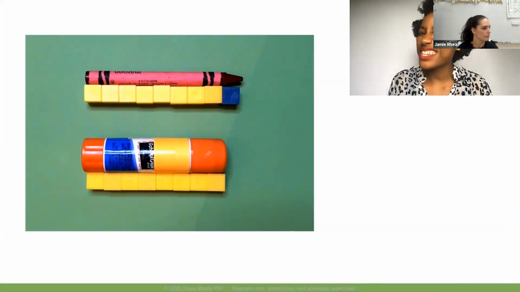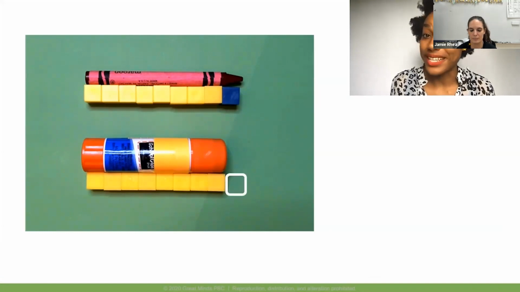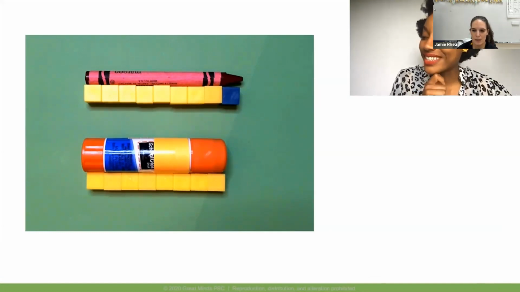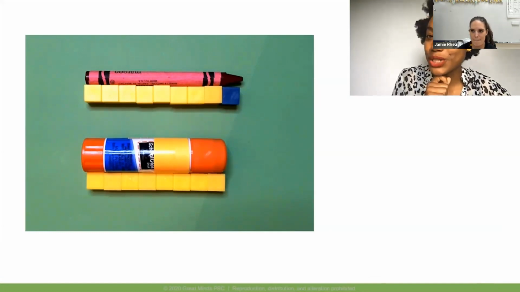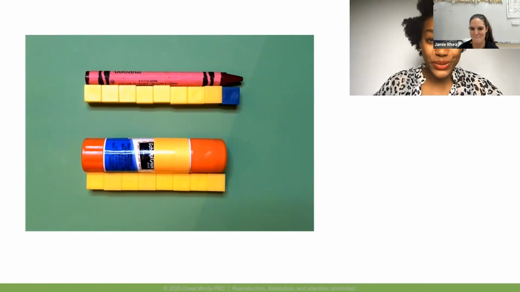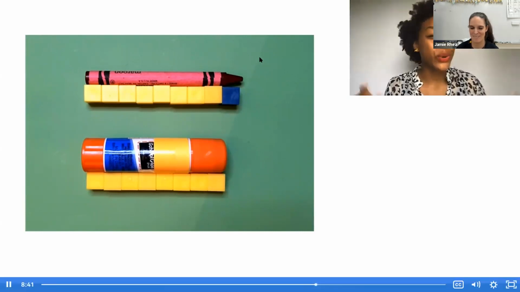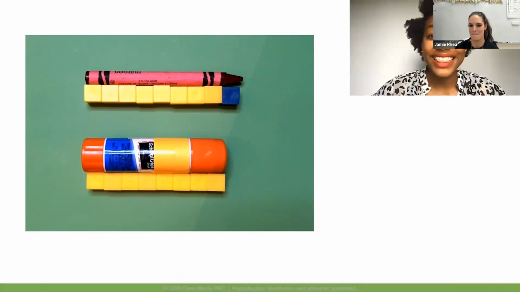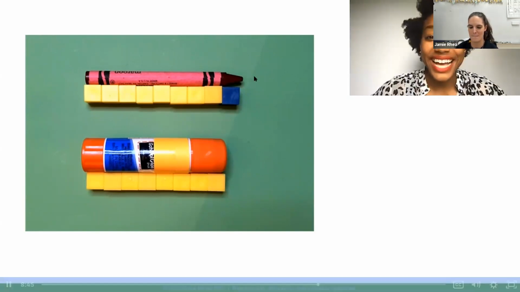Another way I like to think of it is, how many cubes are missing? Count. How many cubes shorter is the glue stick to the crayon? It is 1 cube shorter. How many centimeters shorter does that make the glue stick? We said it was 1 centimeter shorter. That's right, 1 centimeter shorter.